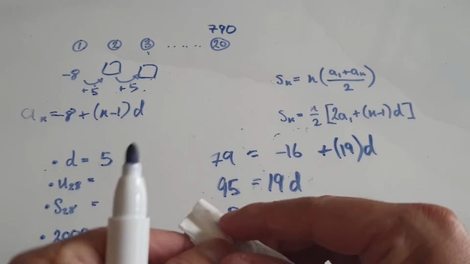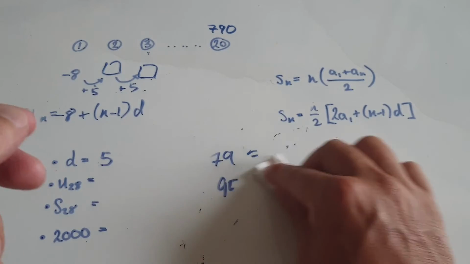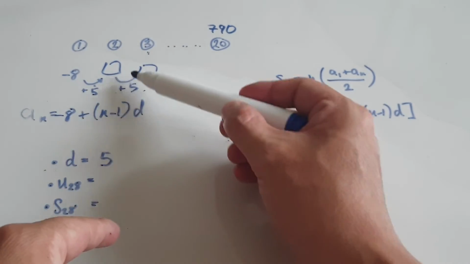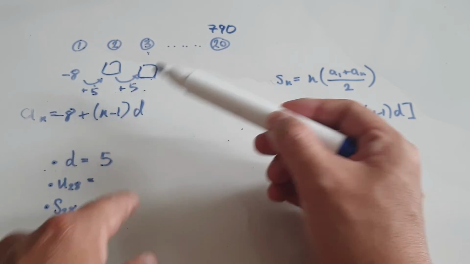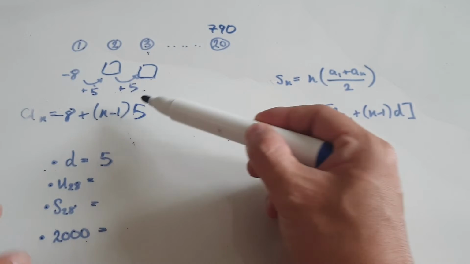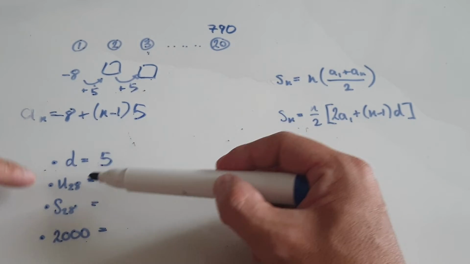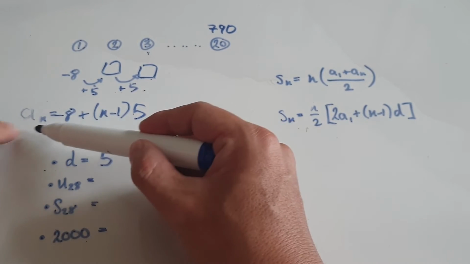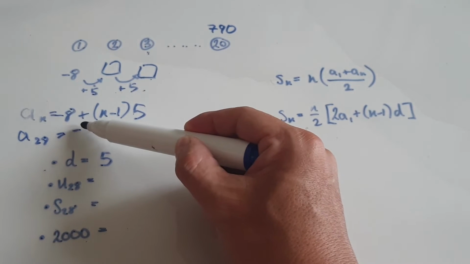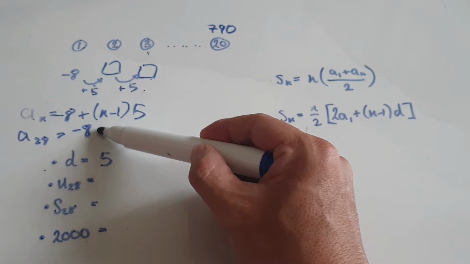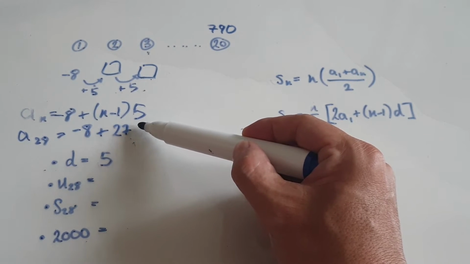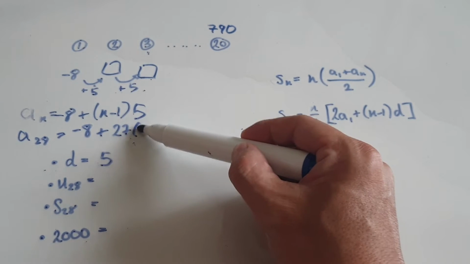Okay, and then hang on. Because we know our common difference is 5 each time, and we know our formula here, we can put 5 into here. So now we have a formula to work out any term. If you want to know the 28th term, this will be the 28th term equals -8 plus 1 less, which will be 27 times 5.